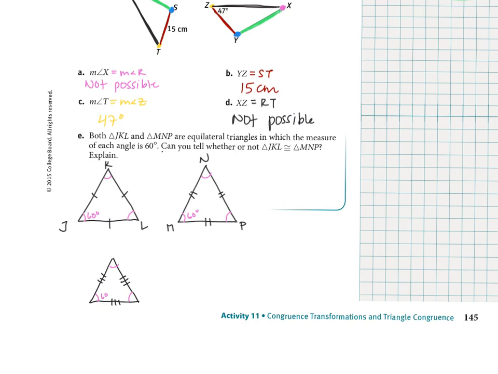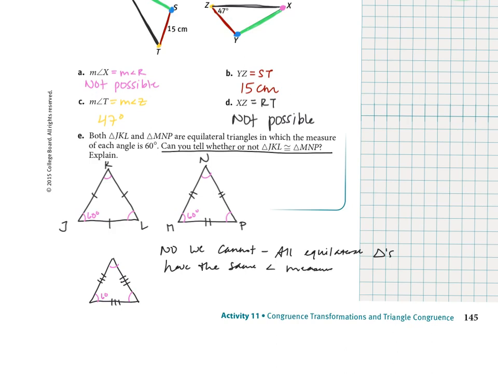So here's what we should do. We should go ahead and answer this problem. All right, can we tell whether they're congruent or not? We said no, we cannot. And remember, our reason is going to be: all equilateral triangles have the same angle measure, but can have different side measures.